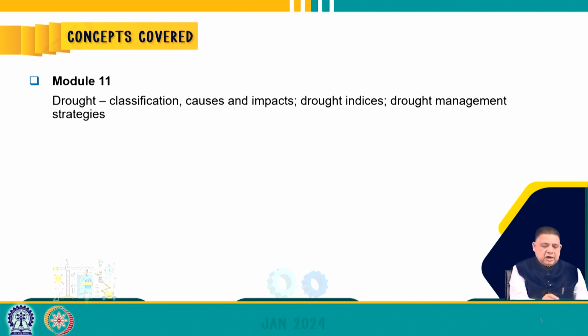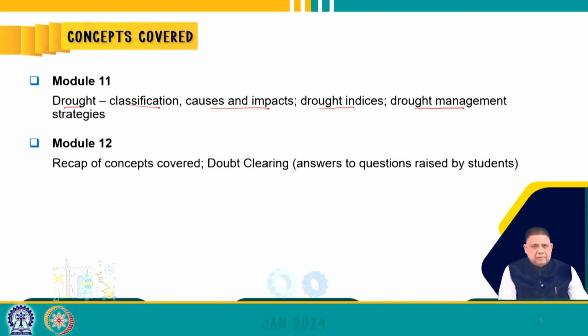Module 11 will talk about drought, its classification, causes and impacts. We will talk about various drought indices which are used, and then we will talk about the strategies for drought management. Module 12 we have kept for recap of concepts that we will be covering in the first 11 modules, and also will include doubt clearing, that is answers to questions raised by students during the entire session, and I will encourage students to ask questions so that we can clarify those doubts in those lectures.